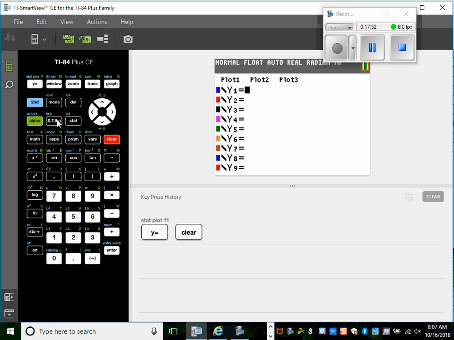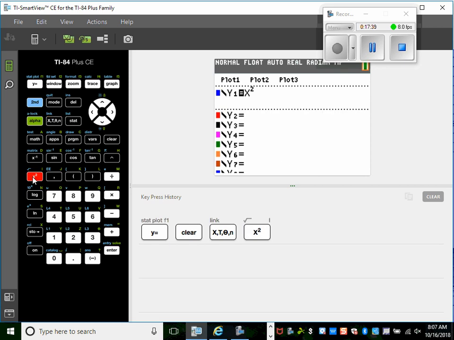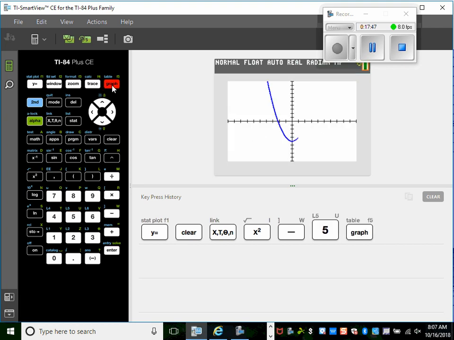All right, we're going to hit X. We're going to hit this squared key here because it's x squared minus 5. Okay, now when we hit graph, notice this is not a line because this is actually a quadratic function because it has a squared in it. So all squared terms like x squared, 2x squared, 5x squared, whatever, is going to be what we call a parabola. It's a U-shaped curve.